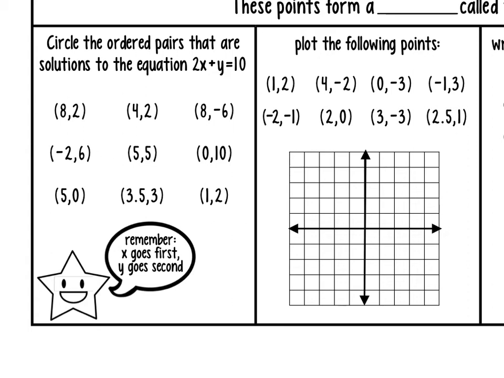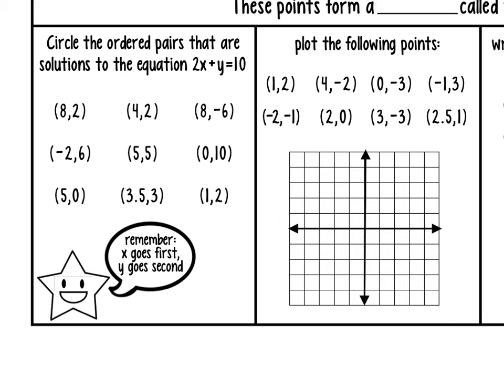Now that we have learned some of the vocabulary and terminology, we are going to do some examples that will use some of this vocabulary. So the first thing says circle the ordered pair. Remember, that is just the address for a point. That are solutions. If something is a solution, it makes a true statement. So if we're looking for solutions to the equation 2x plus y equals 10, that means we are looking for an ordered pair or a point that makes this equation true.